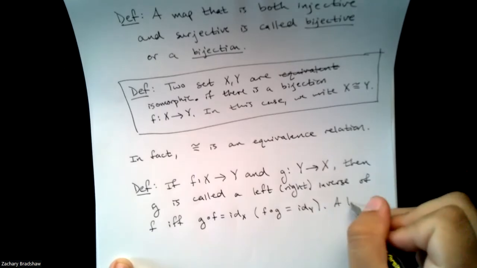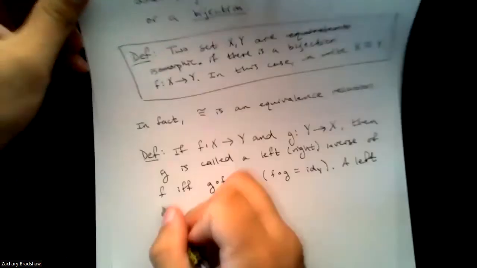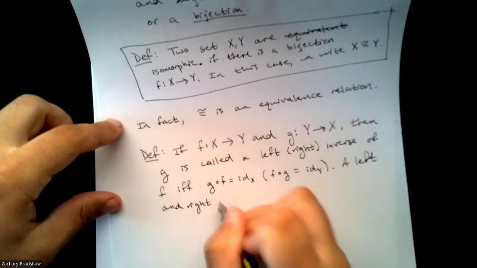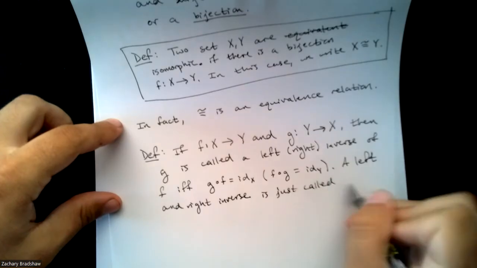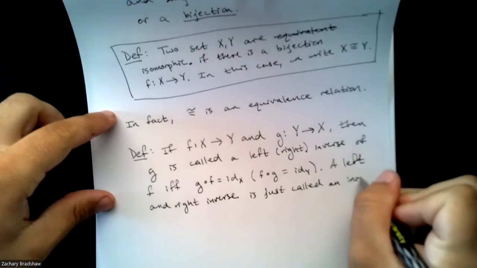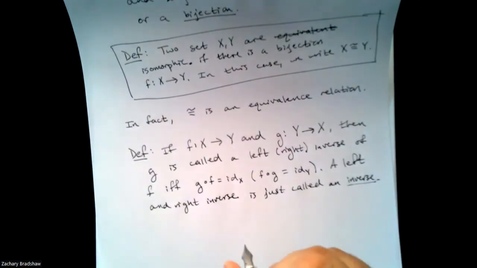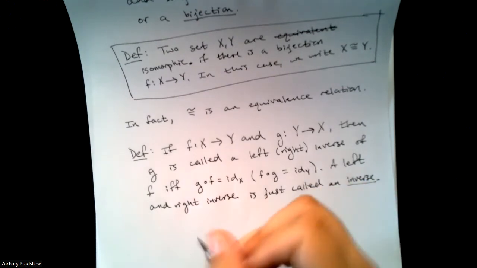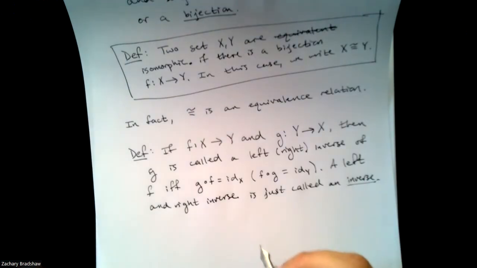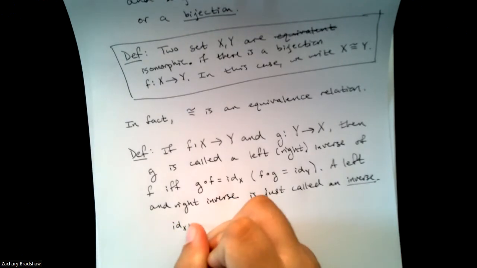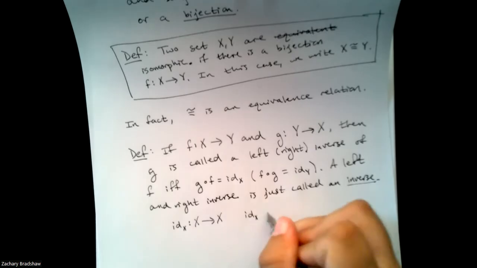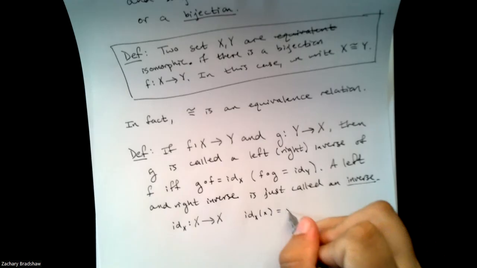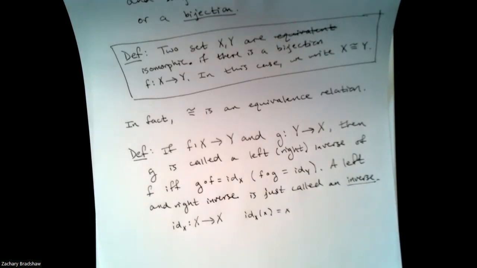So a left and right inverse is just called an inverse. Some people call this a two-sided inverse, but we're fine with just inverse. I should note what these identity maps are. The identity map on x is a map from x to itself, and the way it's defined is if you are given an element x, it just outputs that same element. It's defined similarly on y.